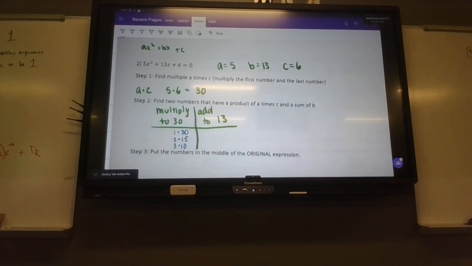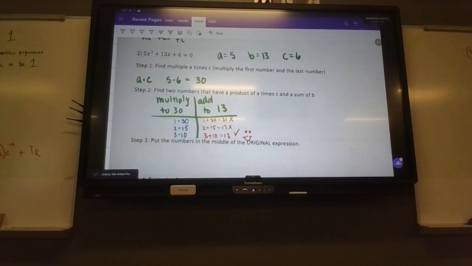So I'm going to add these up, see which ones add to be 13. It's not 1 and 30. It's not 2 and 15. It's 3 and 10. 3 and 10 are the numbers that work. They multiply to 30 and add to 13.